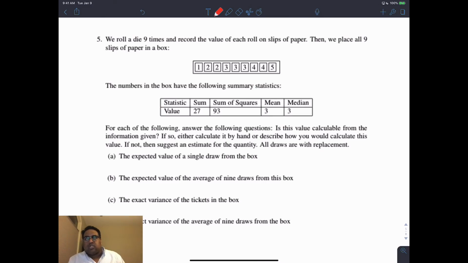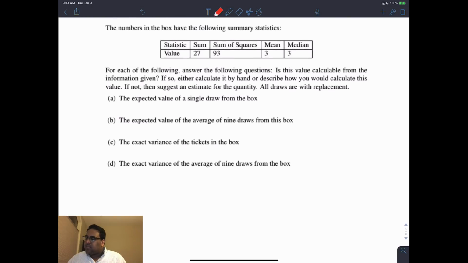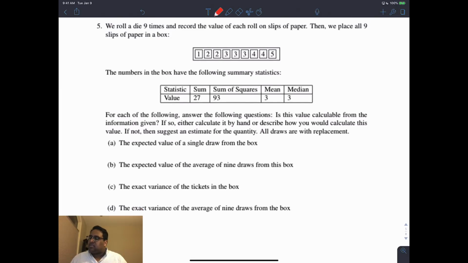Great, now we're on question 5. We're told that we roll a die 9 times and write down the values on slips of paper and then place all of these slips of paper in a box. And we're given some statistics of the numbers: the sum of squares, mean, and median. And for each of these quantities, we want to try and determine them. The first one is we want to find the expected value of a single draw from the box. And what that really means is what's the average of all the numbers in the box.